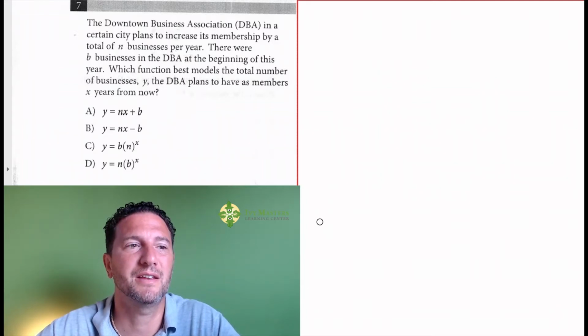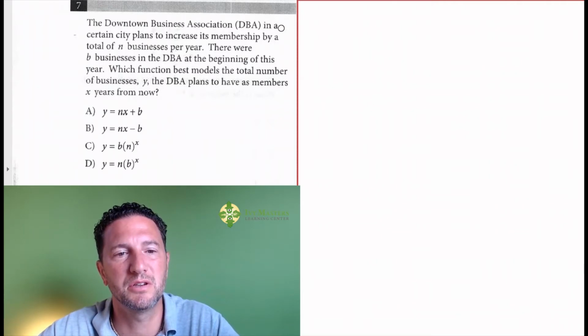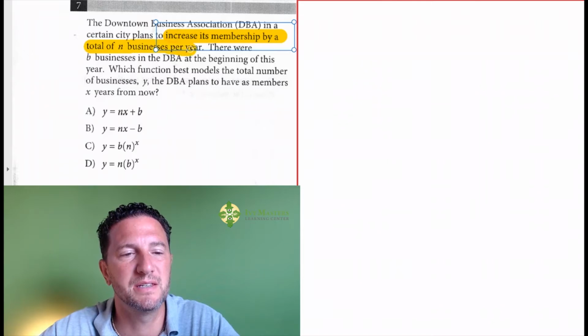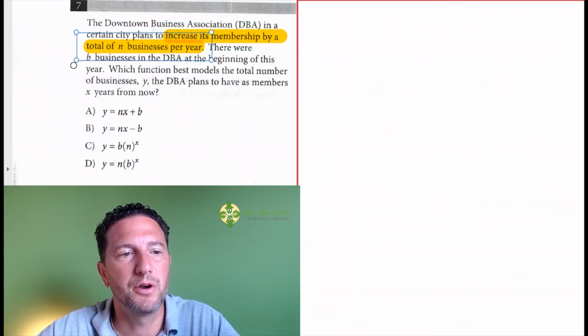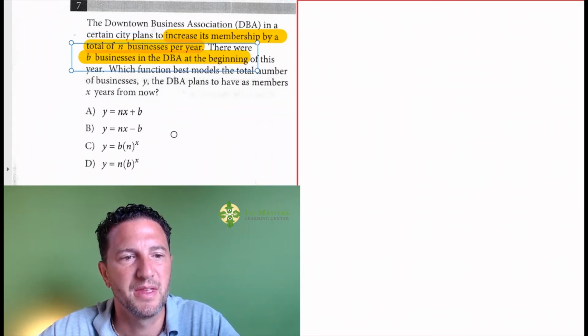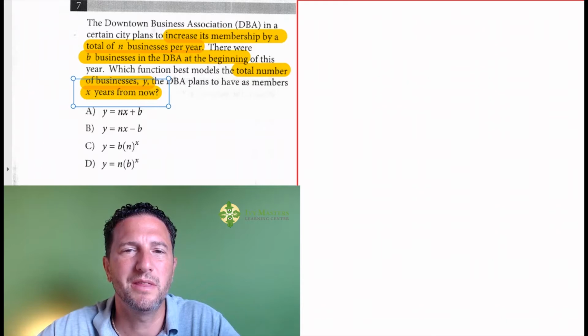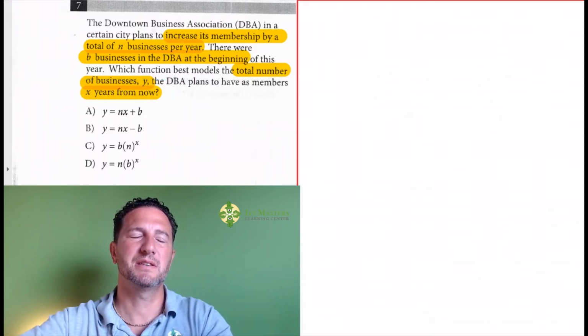And today we're going to look at Test 5, Section 4, Number 7, which reads: the Downtown Business Association, DBA, in a certain city plans to increase its membership by a total of n businesses per year. There were b businesses in the DBA at the beginning of this year. Which function best models the total number of businesses, y, the DBA plans to have as members x years from now? So, one thing, if you recognize it, makes this problem really simple.